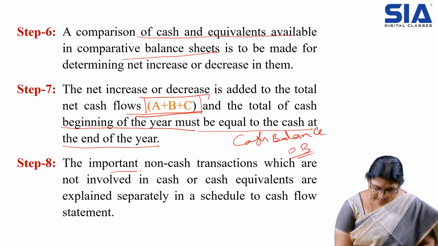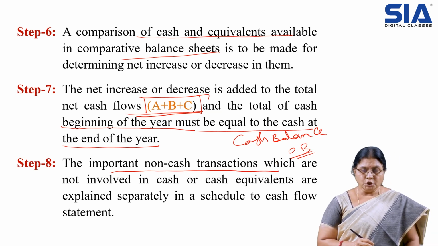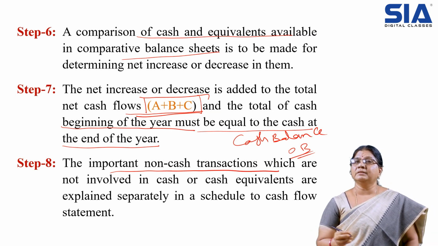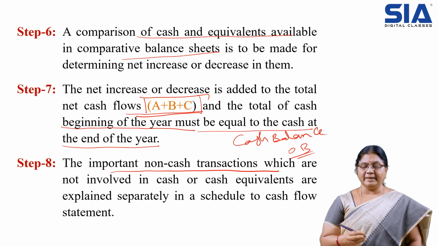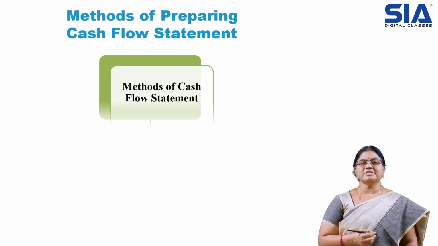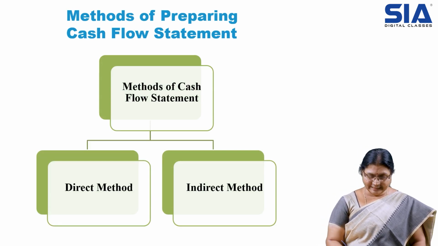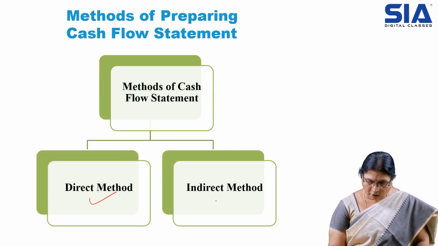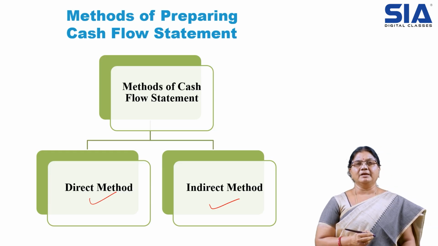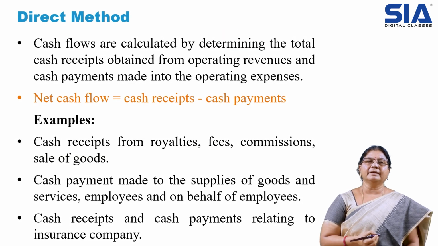The important transactions related to non-cash items should be shown separately. The schedule should be prepared separately. Then let us see what the methods are to prepare a cash flow statement. We have two methods of preparation: it can be prepared by the direct method or by the indirect method. Let us see how to prepare the direct method and what its contents are.